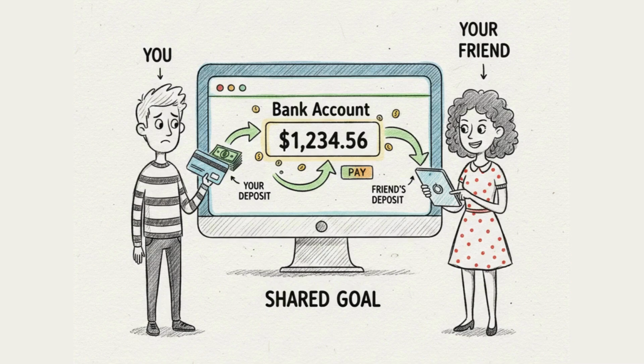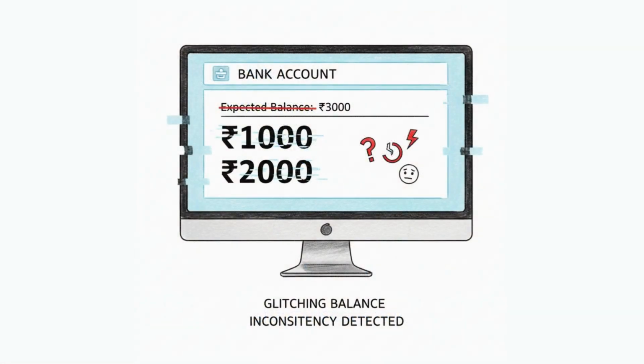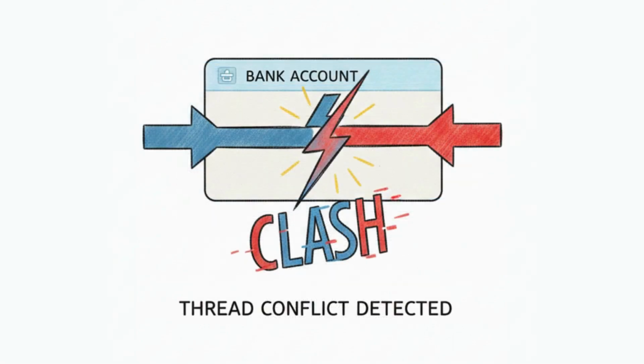Now imagine you and your friend are both depositing money into the same bank account at the same time. You deposit 1000 rupees, your friend deposits 2000. Ideally, the account balance should become 3000. But sometimes, due to both accessing at the same time, it may only show 2000 or 1000. Why? Because both updates clash.